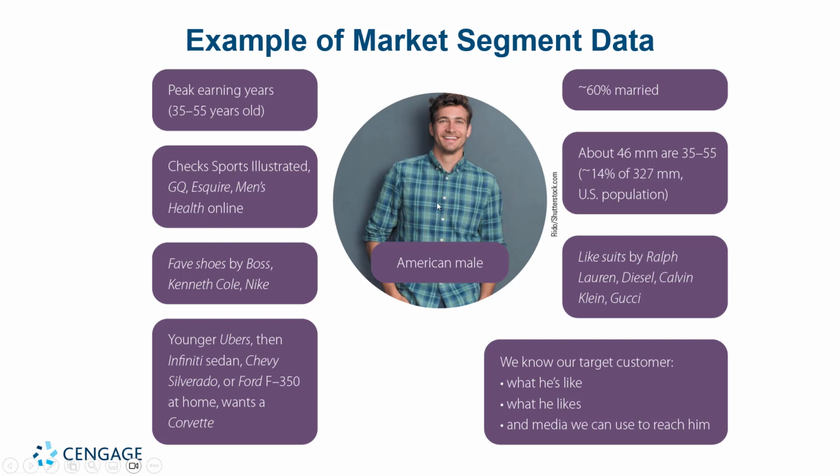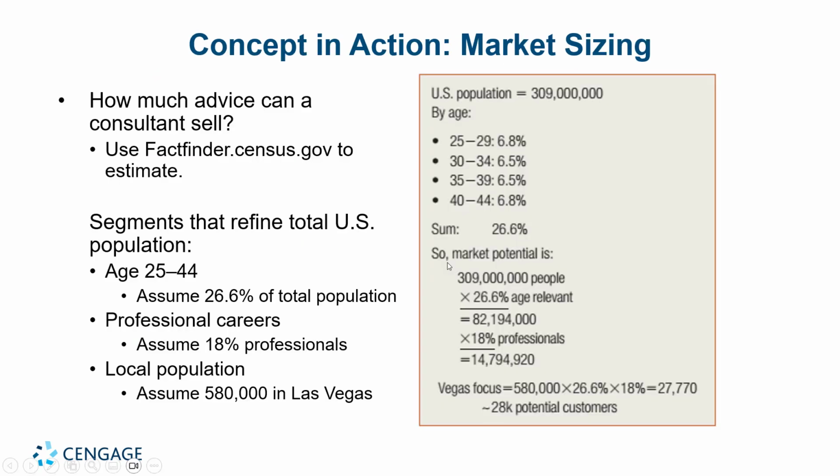So imagine that we're looking at American males, wealthy American males in their peak earning years. This is about 14% of the US population. Maybe we're looking at married or unmarried males, and we're also going to look at some behavior: what sort of shoes people buy, what sort of suits people buy, the consumption experience, to know whether or not we can target this consumer. So let's think about market size.